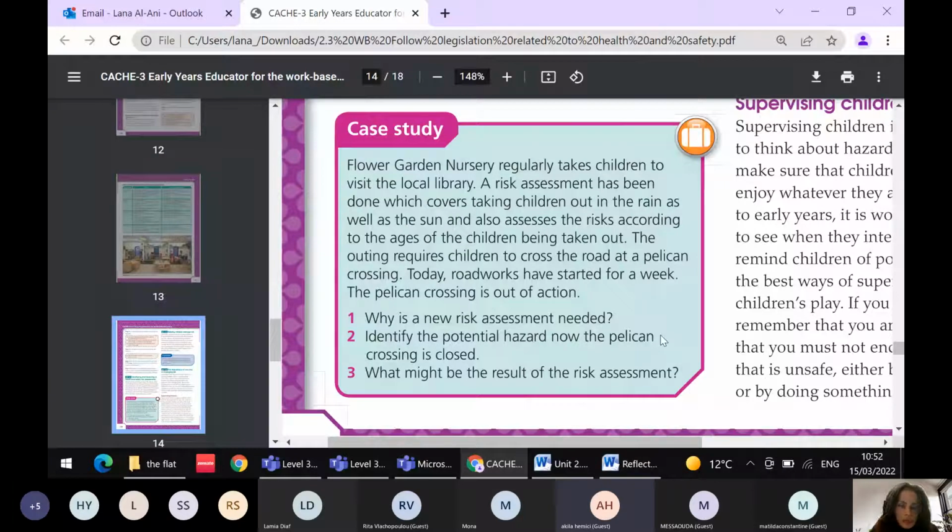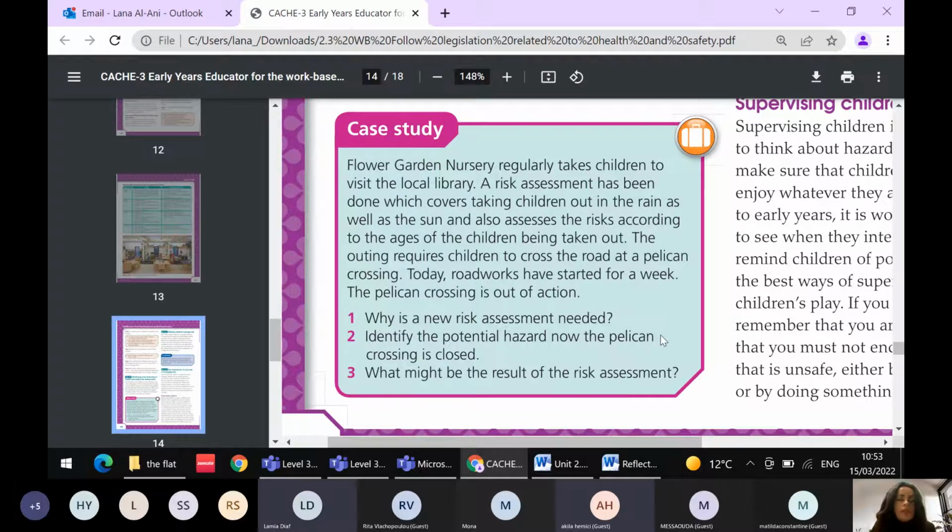When we do the risk assessment, for example, you would like to plan an activity. This activity, you're taking the kids outside to the garden. You can't just take them to the garden. You need to do a risk assessment. So how do you do it? You go to the garden, make sure there are no stones on the floor, everything is clean. There is no water, they can slip over it. There are no holes in the floor. There are no tiles sticking out to hurt them. So this is risk assessment.